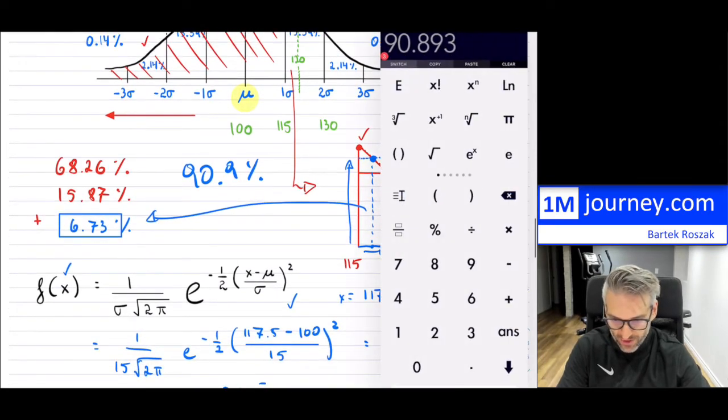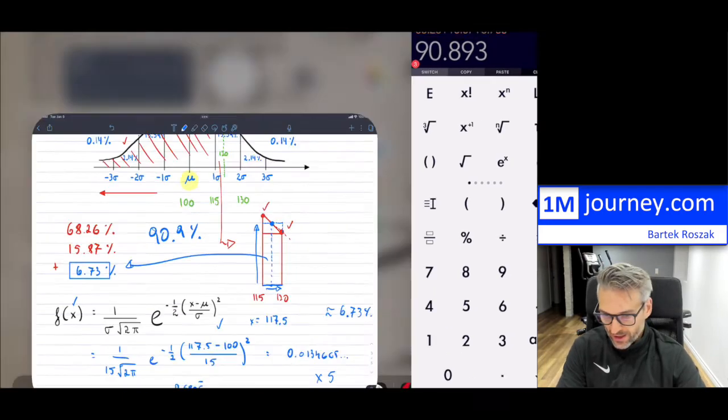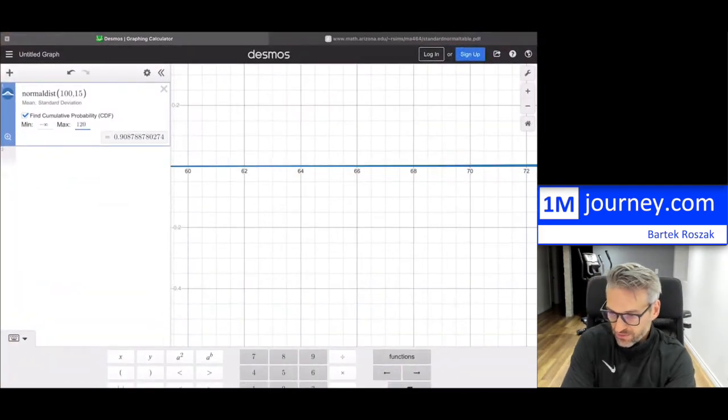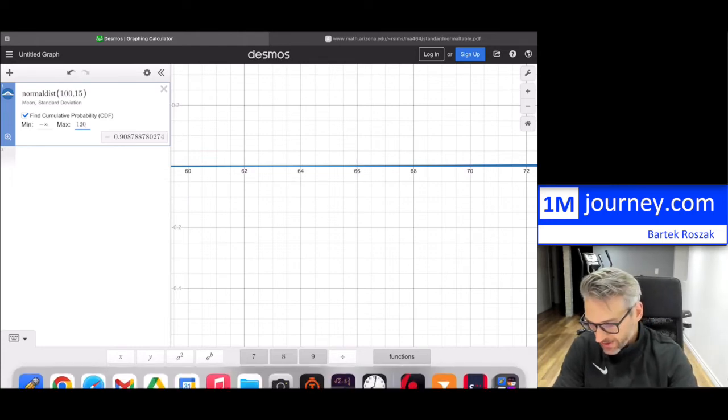And what did we get in our calculations? No, so there you go, 90.893, which is not very far off. So our approximation was actually really good for this one. So you can do it by hand. If you have the tools, then amazing, you can certainly do that.